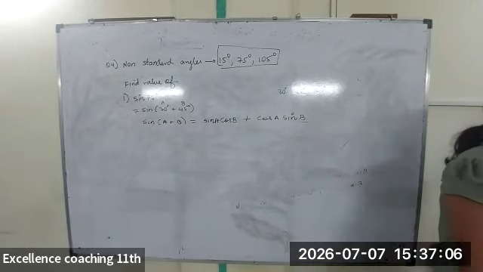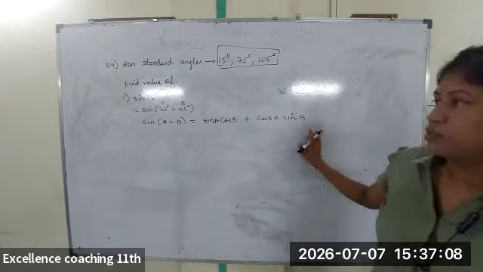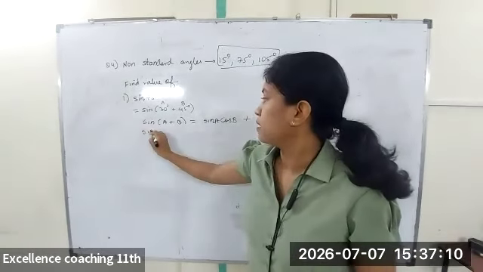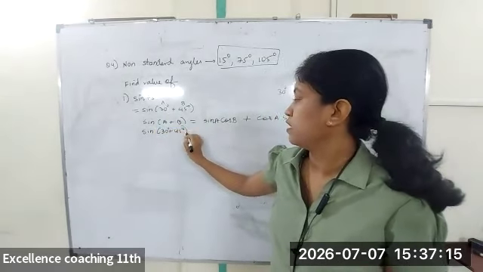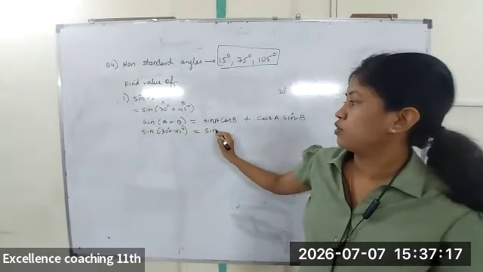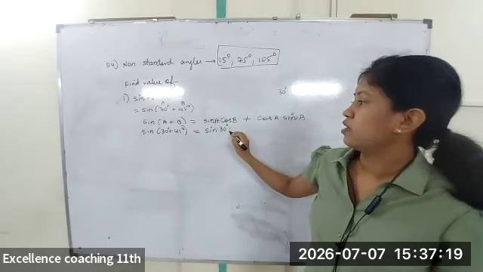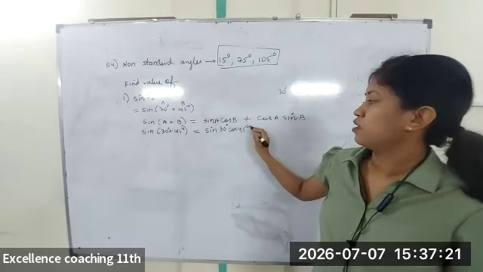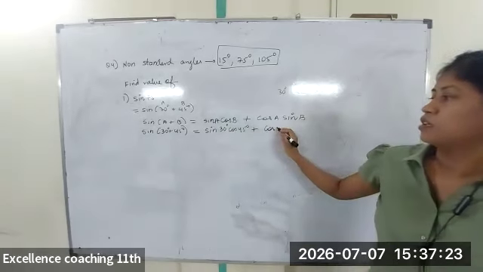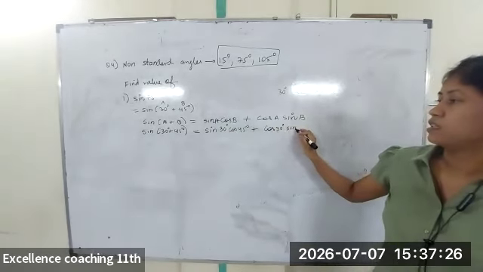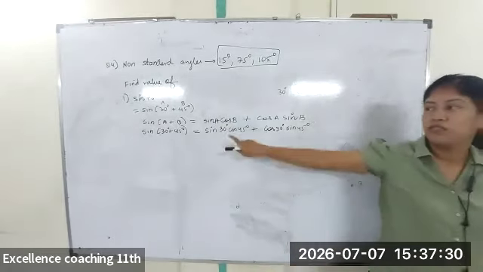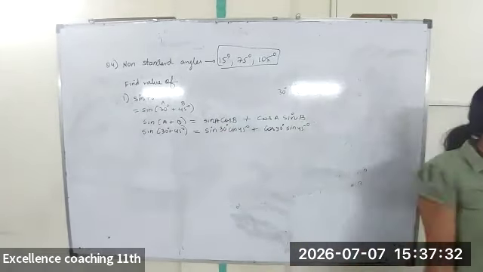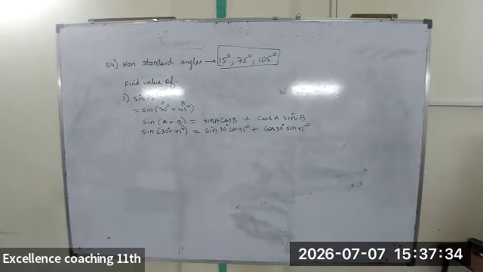Without writing the formula also, you could directly expand. So compare. So sine of 30 plus 45 we need. Solve this. We want the value of this. Sine 30 cos 45 plus cos 30 sin 45. Now from the trigonometric table you know these values. So put all the values. What is sine 30? What is cos 45?